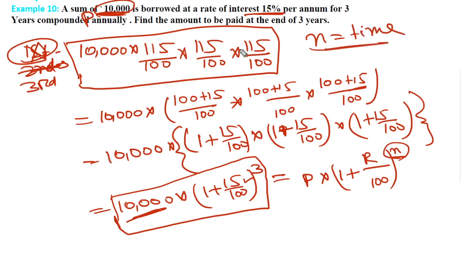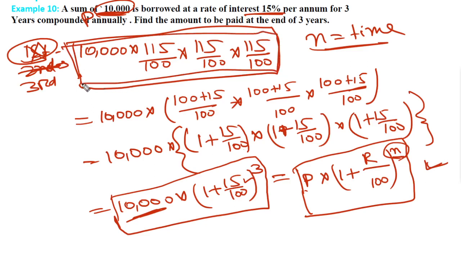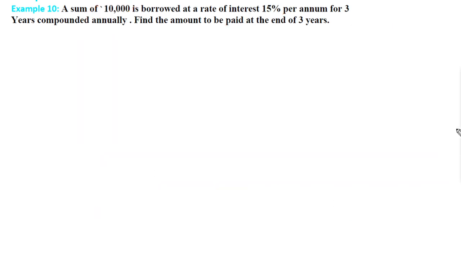In simple interest we are using T for time. Here we are using n for time. You can use T also, but normally we use n here. So this is your formula for amount in compound interest: P into 1 plus R by 100 to the power n. So this is your formula, and the shortest way is what I have told you. You can try it in this method, or you can try the formula method. So this is it about compound interest.